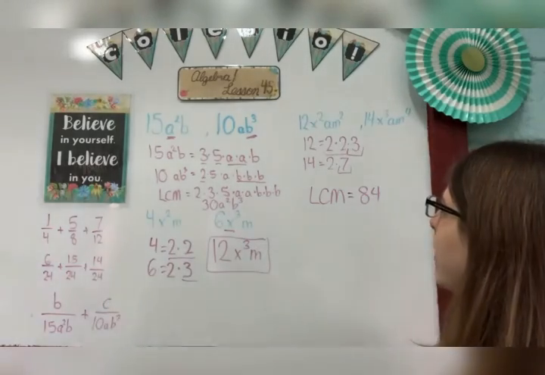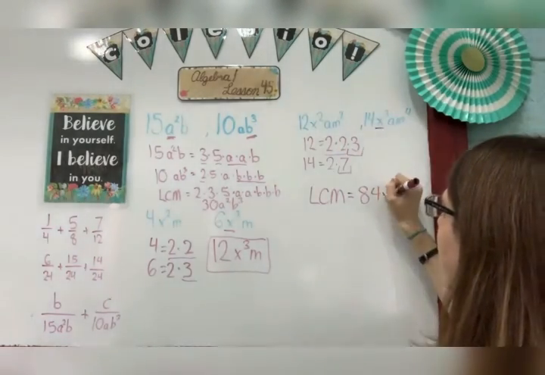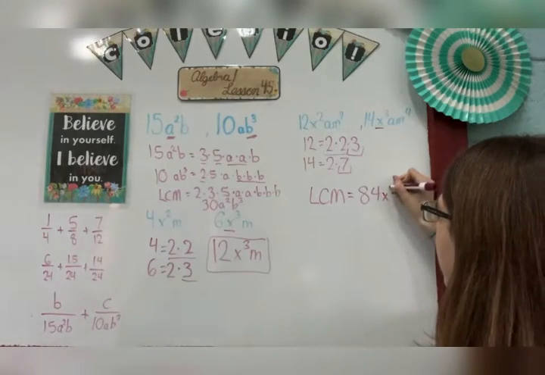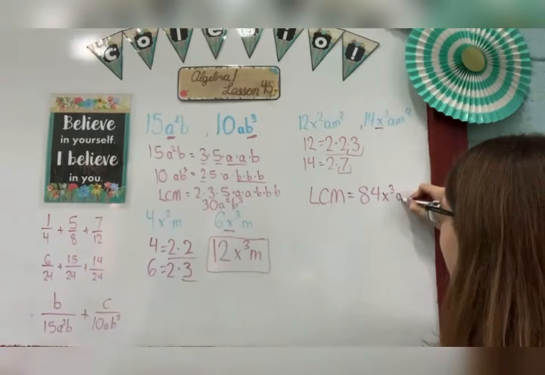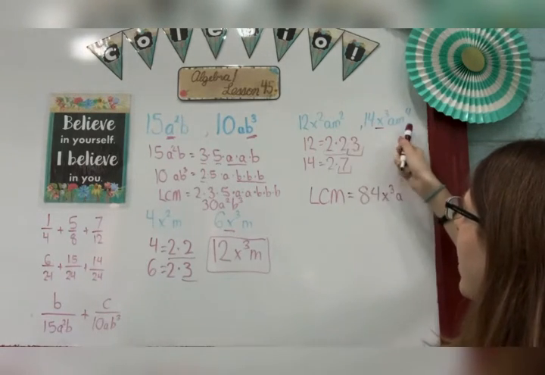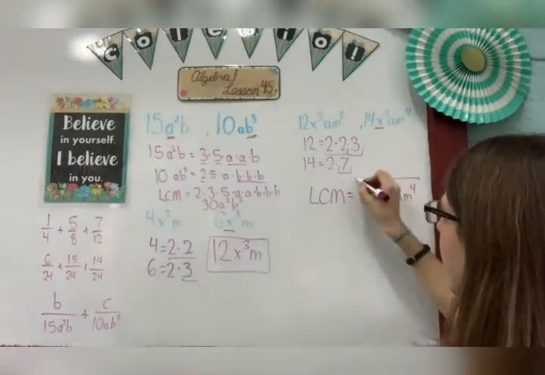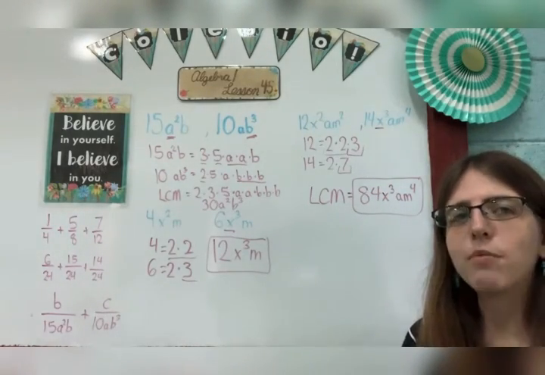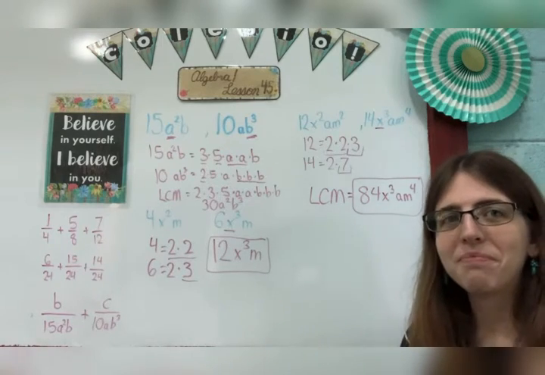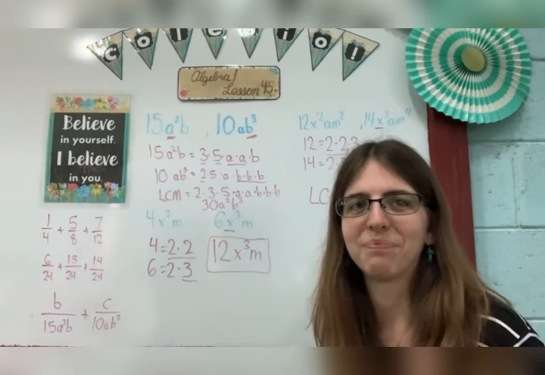Then for my variables, I have x squared, x cubed. x cubed is bigger. I have a, doesn't matter, just a. m squared, m to the 4th, okay? The exponent 4 is bigger, so it's m to the 4th. So 84, x cubed, a, m to the 4th. That's it. All right, pause and do your practice on page 169.